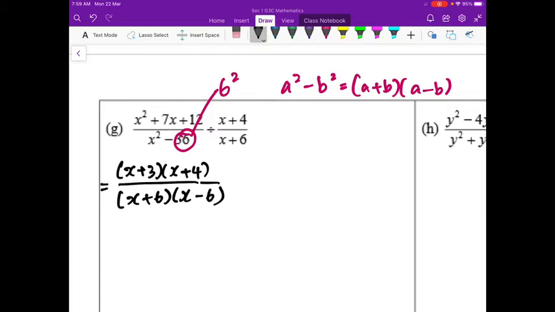Okay, and then I'm disappointed. Nothing that I can cancel with. Top and bottom, nothing to cancel. Disappointing. But wait, there's a divide by another fraction. So instead of division, we change it to a multiplication, and we flip the second fraction over. X plus 6 over x plus 4. And now I see common factors. There's an x plus 4 and x plus 4. Cancel away the entire x plus 4.